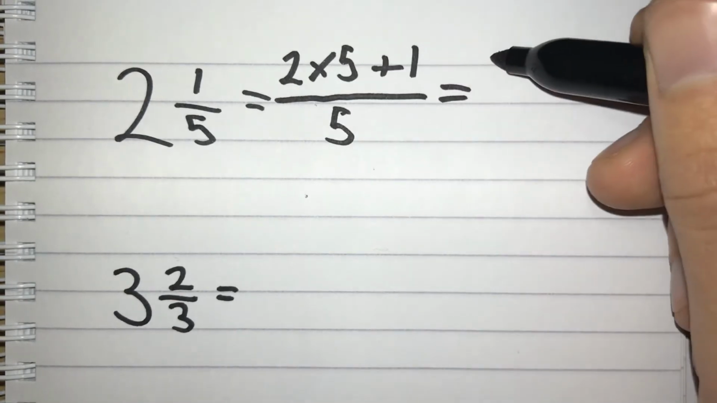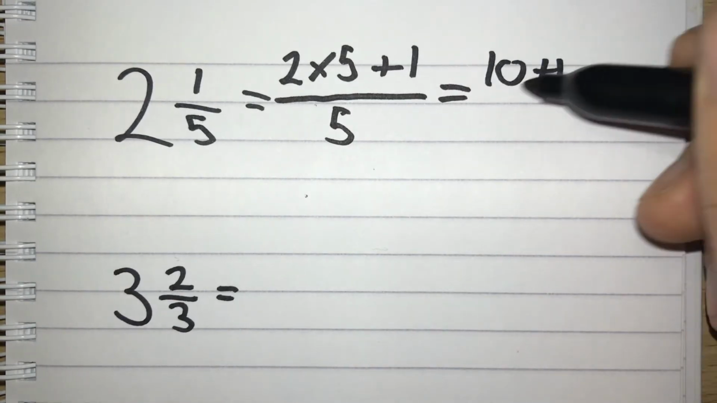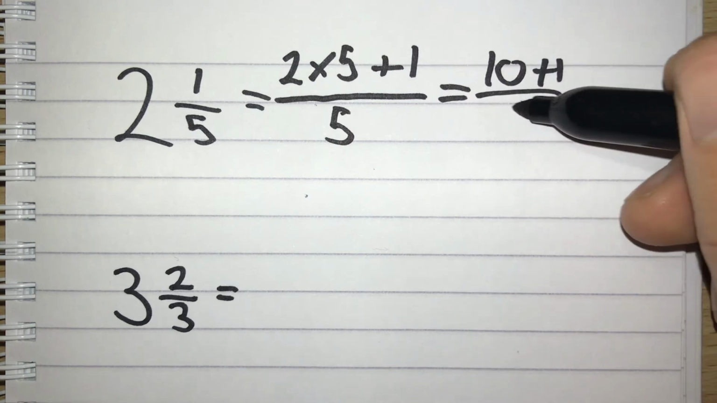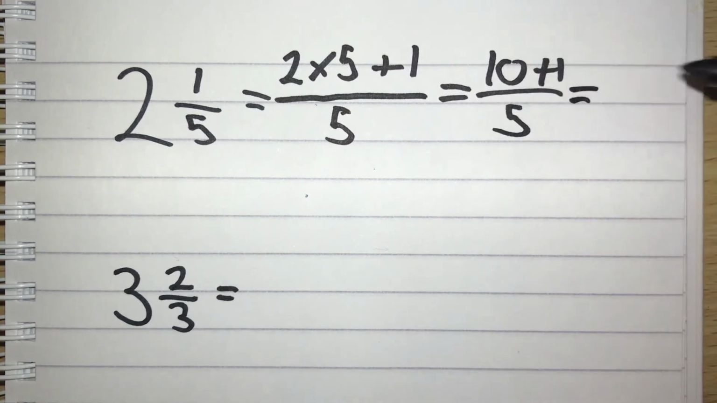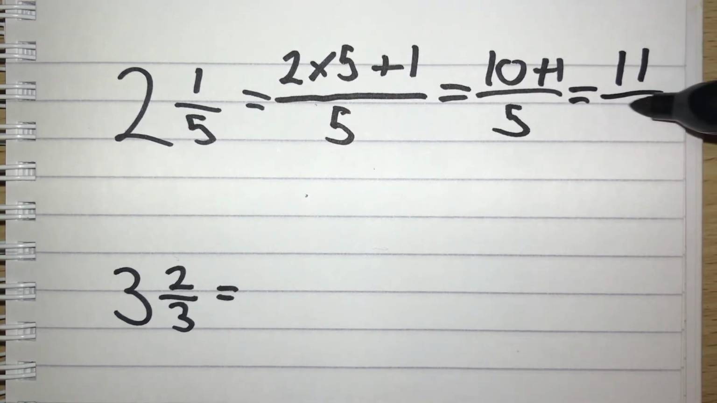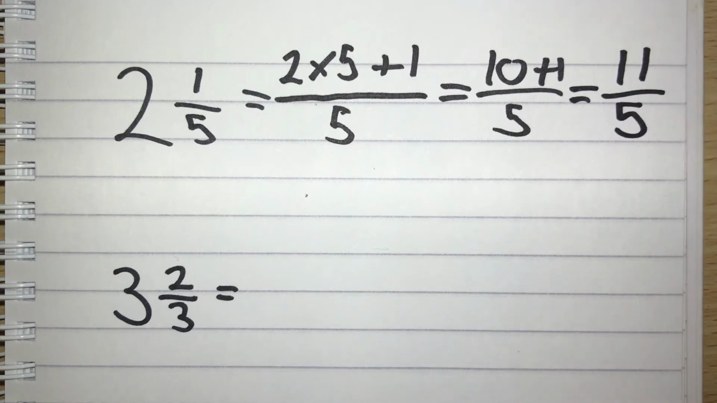So 2 times 5 gives us 10. We've still got this add 1, and it'd be over 5. 10 plus 1, of course, gives us 11. And we get an answer of 11 over 5.